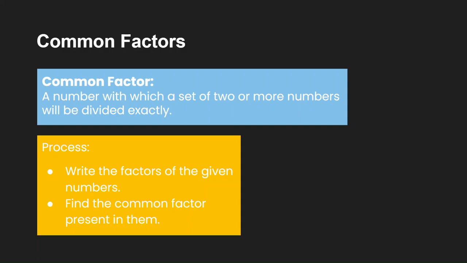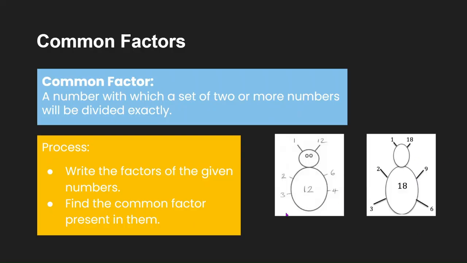factors present in them. So for example, if we were looking at the numbers 12 and 18, you could write down the factors of each of those. So here's factor bugs for each of those. We have 12 here and 18. Yes, one of them has eyes and one of them does not. Don't ask me why. But here are the factors of 12, right?